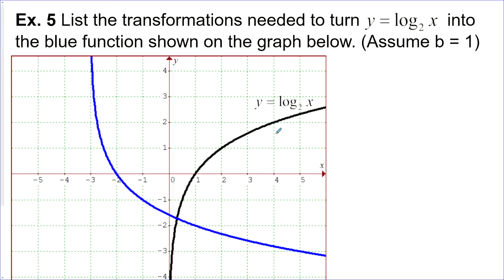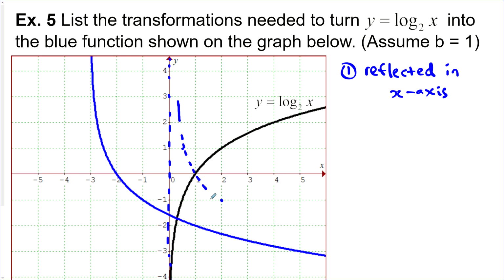List the transformations needed to turn y equals log base 2 of x into the blue function shown on the graph below. So probably the most obvious thing to start with here is it was reflected in the x-axis because, I mean, it's facing a different way. Now, once it's reflected in the x-axis, this point here will now be down here, this point here will be up here, and our vertical asymptote will still be at x equals 0. But it will look something like this here.